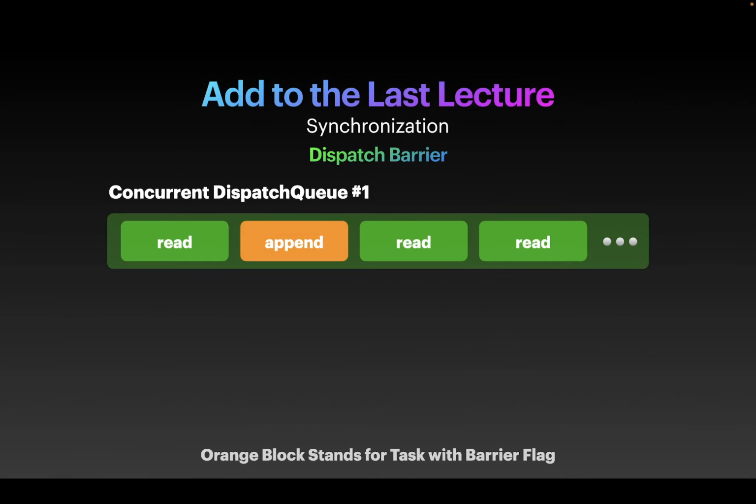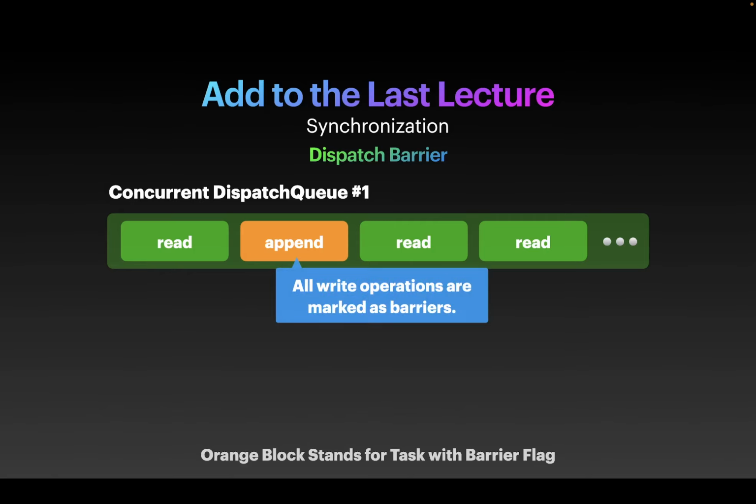Okay, now let's take a look at this new concept. It's called dispatch barrier. Now, the orange block stands for a task with the barrier flag. In this case, it means we want to make this task some sort of barrier. We're going to explore the barrier later. Right now you can see we have all 3 read operations here. They're just like normal tasks. But we have the append operation, and in this case, append is going to act like a barrier. You can see all the write operations are marked as barriers.